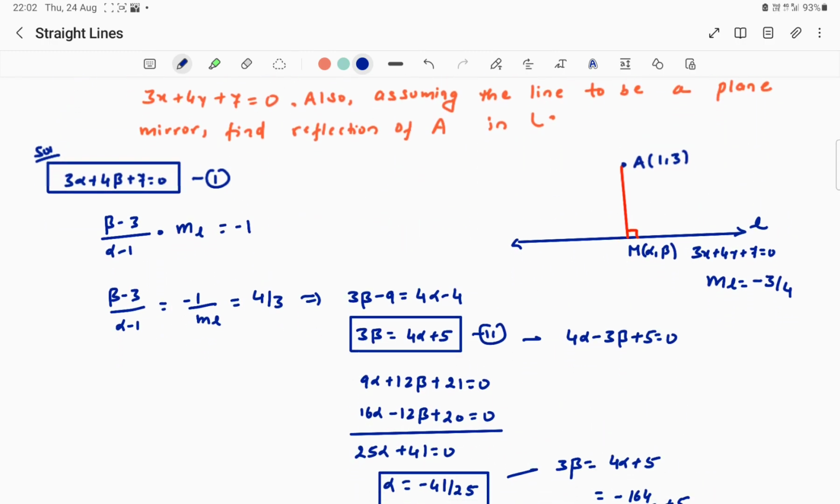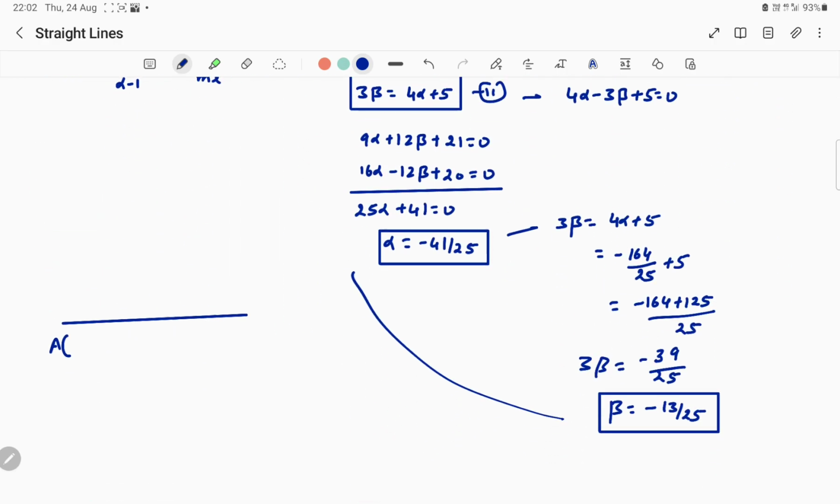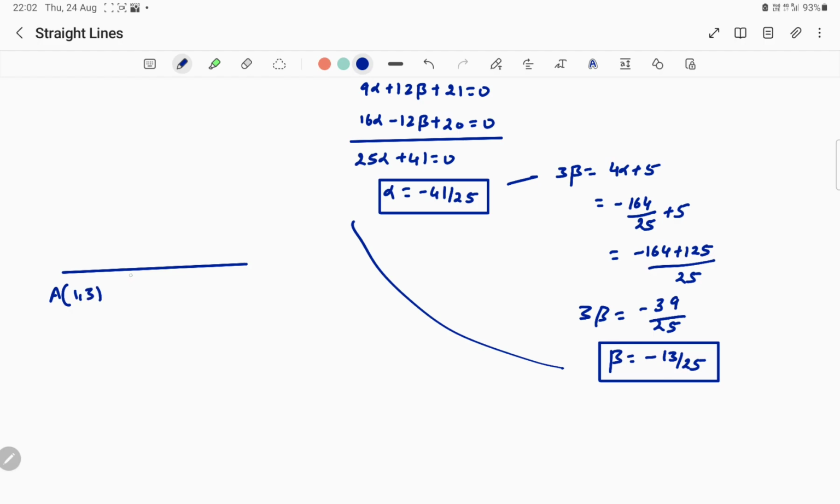Okay. Now next part is if they ask me for the image, how will I find the image? So for the image, what fact will I use? This A, which is given as 1 comma 3, I have got M, which is minus 41 by 25 comma minus 13 by 25, and let's say the image is A dash. So assume that A dash is, let's say, gamma comma delta.